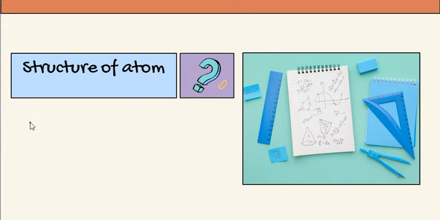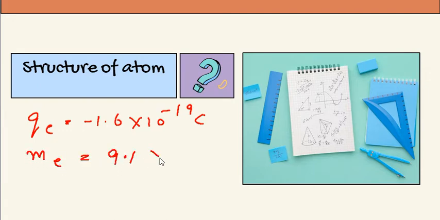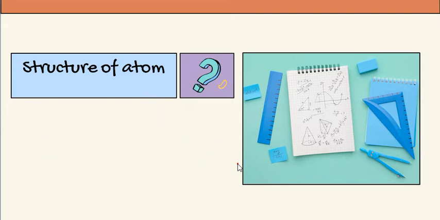Also, the electron has a negative charge, exactly equal in magnitude to the positive charge on a proton, that is, the charge on an electron is 1.6 into 10 raised to the power minus 19 coulomb, and it is negative in nature. Also the mass of an electron is 9.1 into 10 raised to the power minus 31 kg. So this is all about the nucleons and electrons present in an atom.